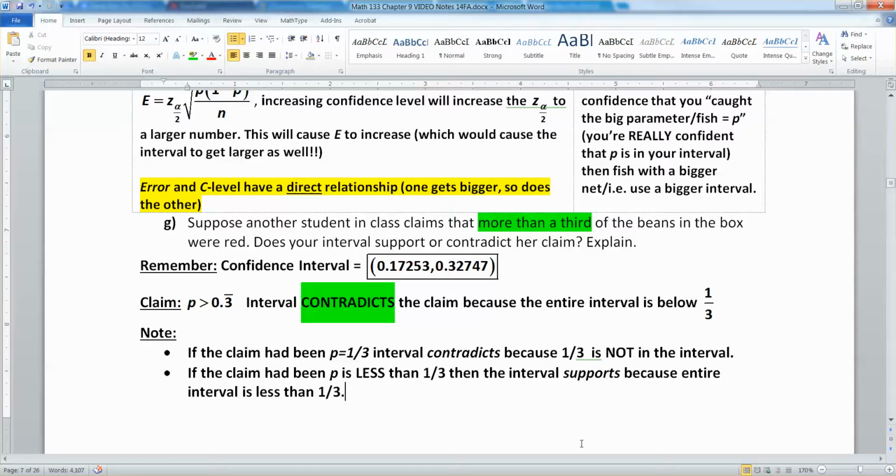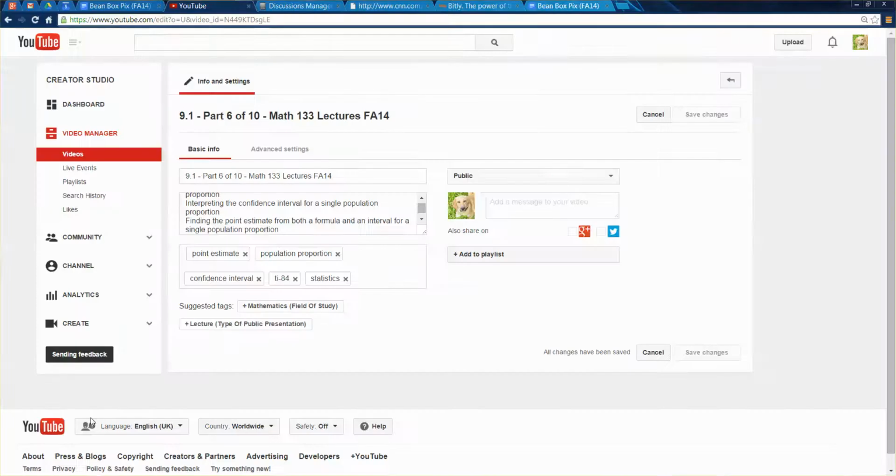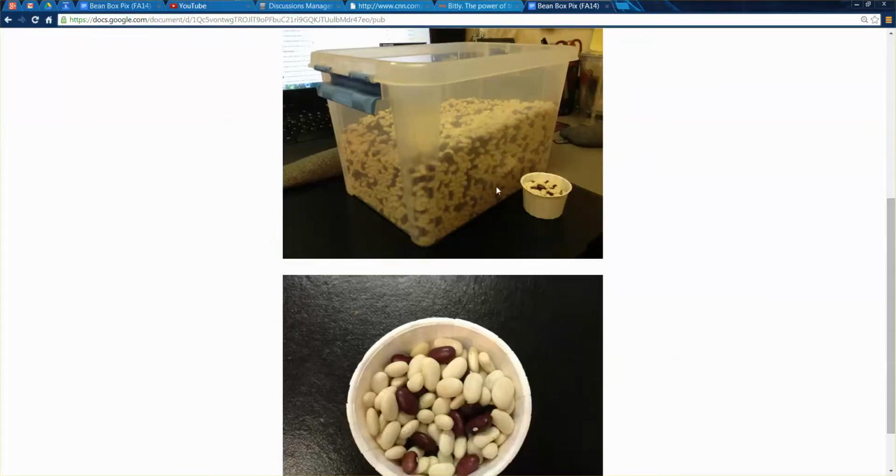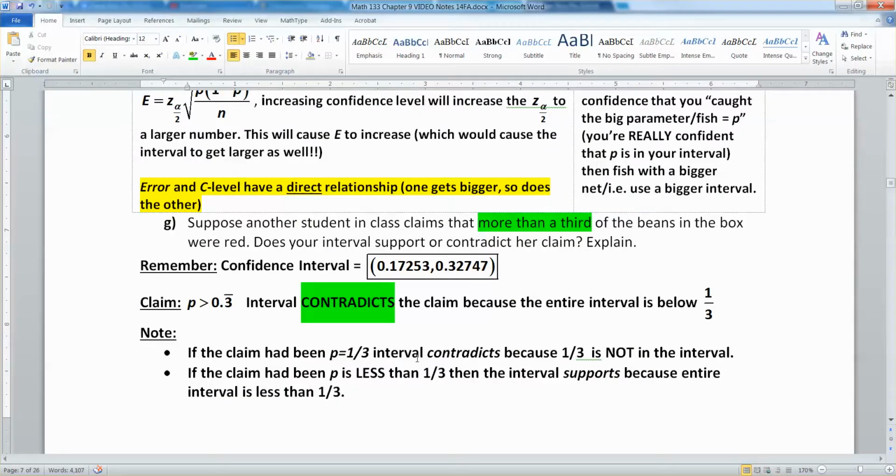So we don't know that this isn't true, by the way. It might be more than a third in that box. We just couldn't prove it, right? We didn't have the evidence to prove that more than a third of the box was red. It could very well be the case, but we don't know it. Our interval contradicted that claim because 1/3 was greater than the entire interval.